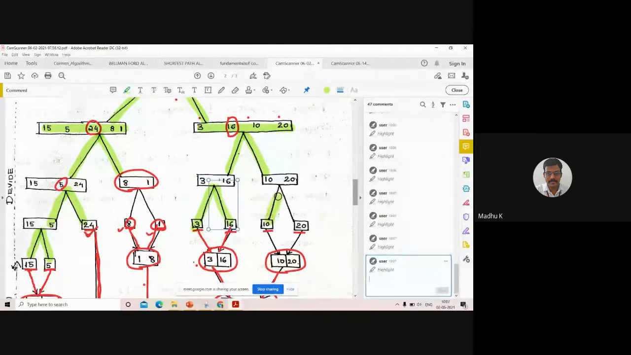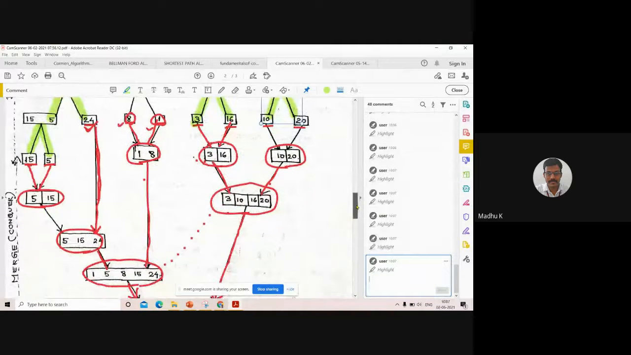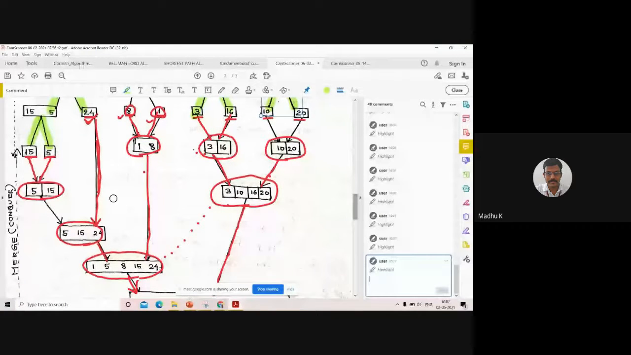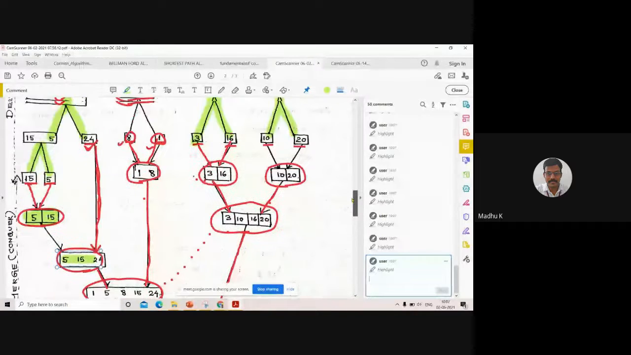Okay, in this way we will divide. Then the next is combine. After division is completed, we will combine the sub problems. We will combine this one with this, and in this way we will combine. So this is an example of the divide and conquer approach, merge sort.